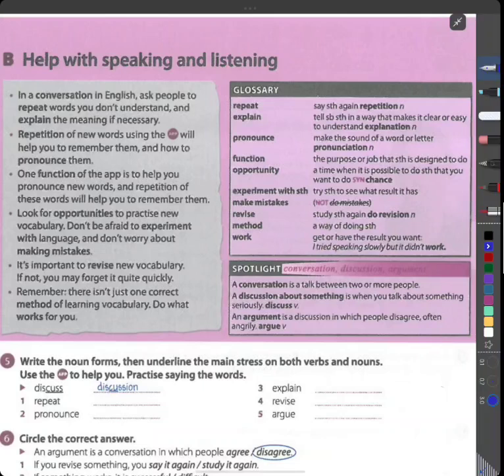It's important to revise new vocabulary. If not, you may forget it quite quickly. Remember, there isn't just one correct method of learning vocabulary. Do what works for you. Okay.